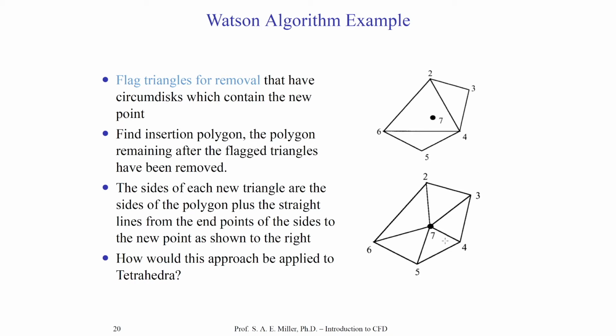Note that the sides of each of the new triangles are straight lines from the ends of the points to the new point, as shown in the final triangulation. We can repeat this process over and over and over to find a proper set of Delaunay triangulations that all satisfy the Watson algorithm, that is the circumcenter test.